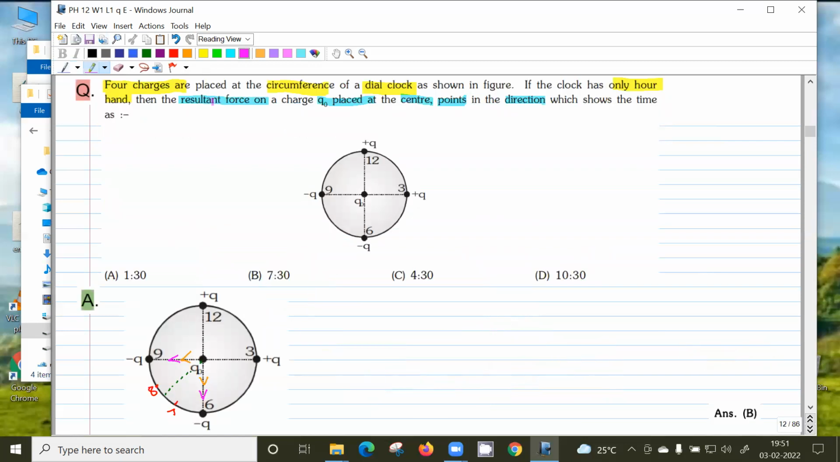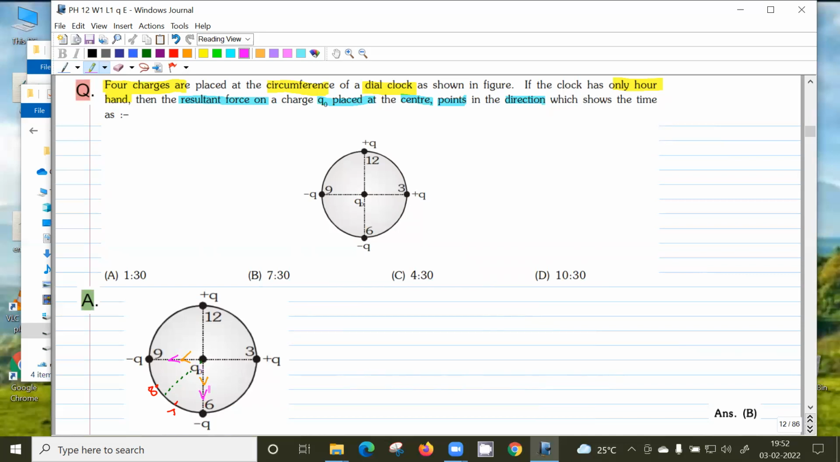So here, four charges are placed on the circumference of a dial clock, and Q0 is at the center. So there is an hour hand. We have to find the direction of the resultant force. Q0 and Q are positive, right? So there will be a repulsive force in this direction, and because it's plus Q, there will be a force in this direction. Because it's minus Q, there will be an attractive force in this direction, and because it's minus Q, there will be a force in this direction.